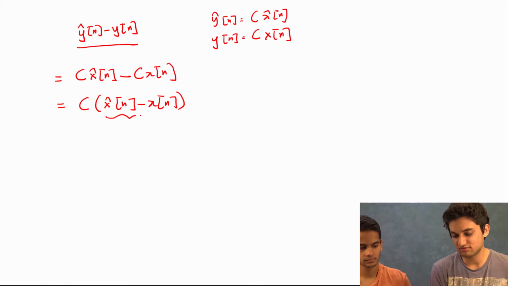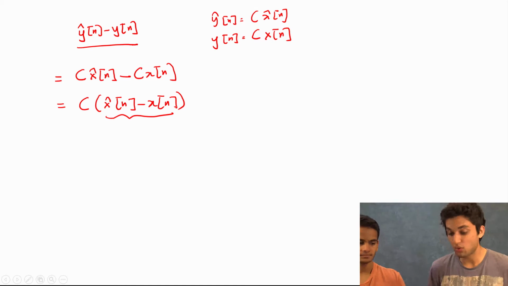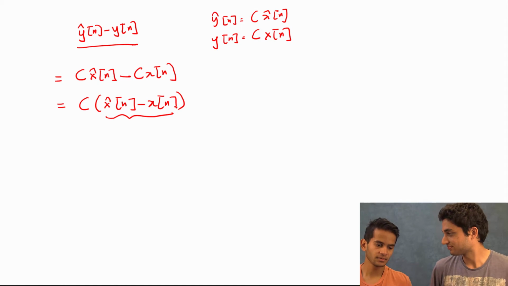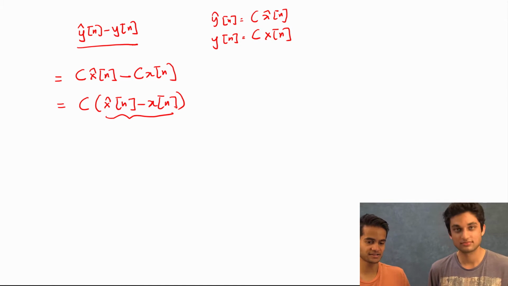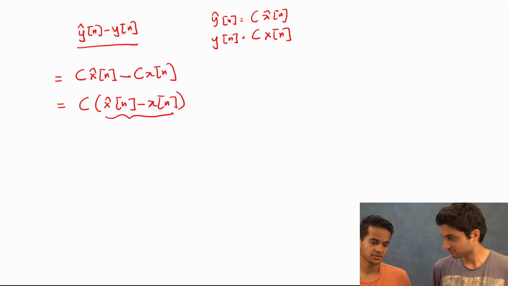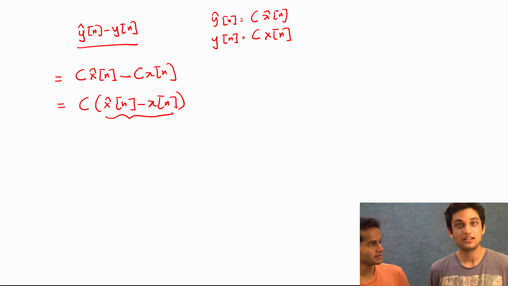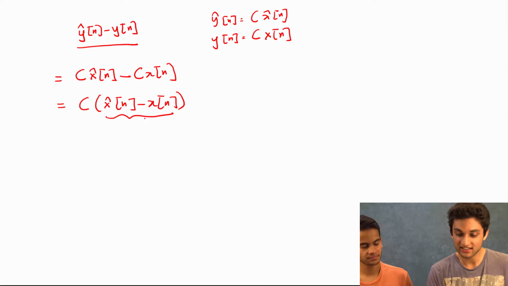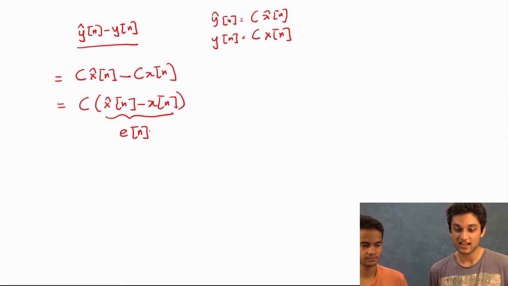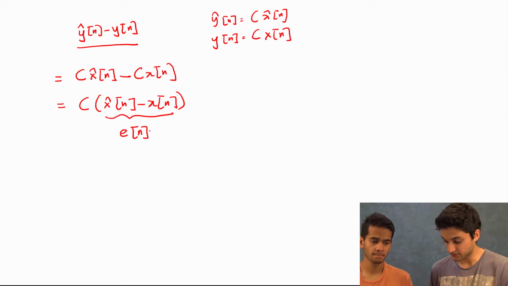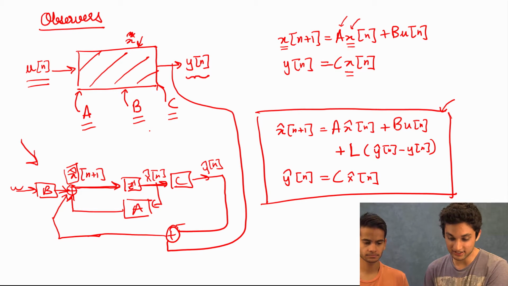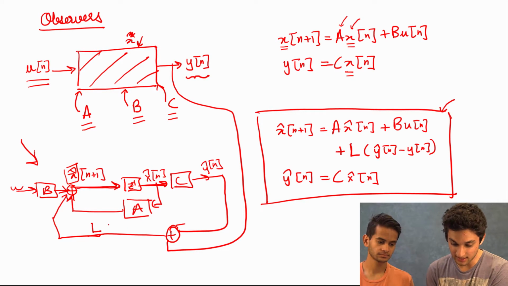So Samad, what's a good thing that we can call this? Or what does this mean? Well, if x hat is our estimation of x, then if we have a good estimation of x, presumably that would be 0, right? Exactly. So we're going to define this to be our error term, e of n, and we're going to try and get this error to go to 0. So connecting it back to this diagram, this would be L times C times e of n.